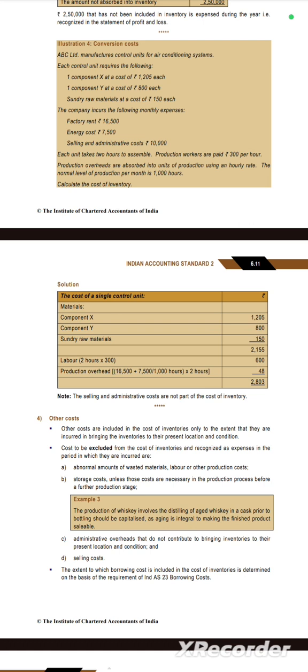Then each unit takes 2 hours to assemble. Production workers are paid 300 per hour. Here we have to calculate the labor cost. For calculating the labor cost, we just do 300 into 2, which gives us 600.